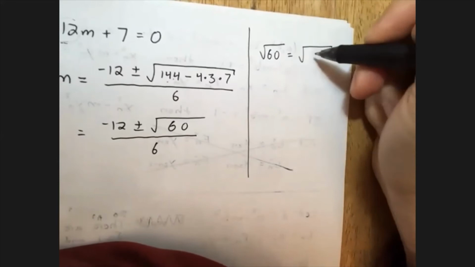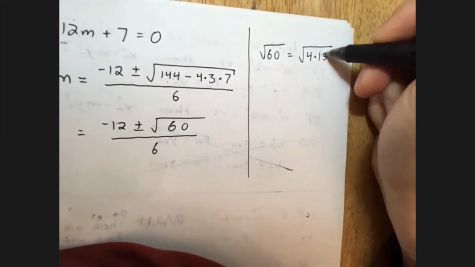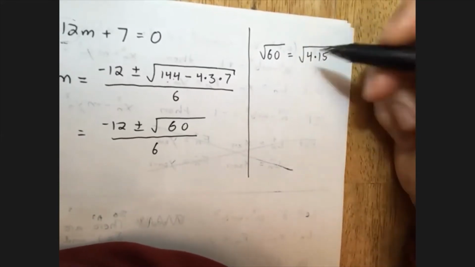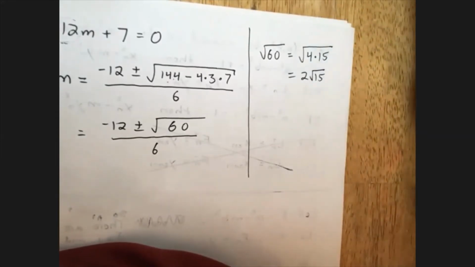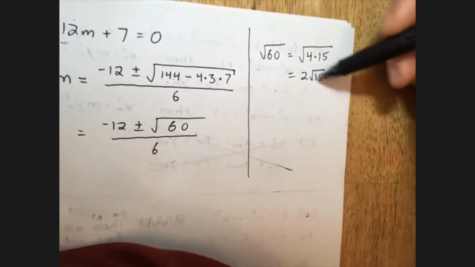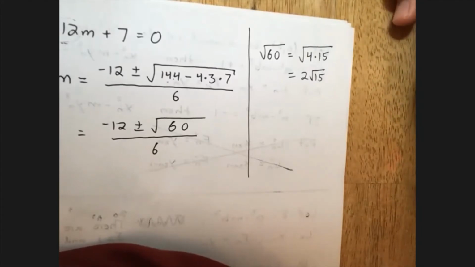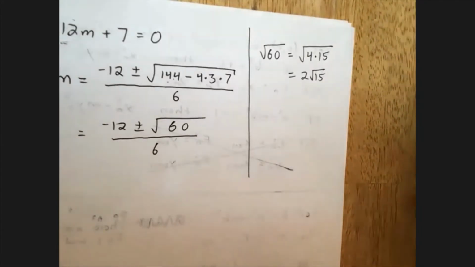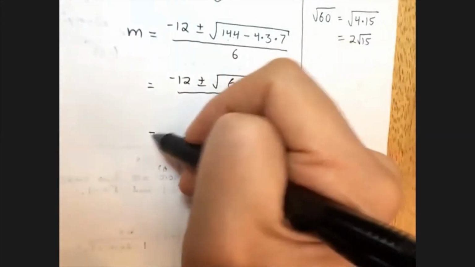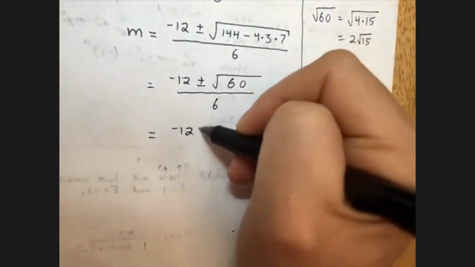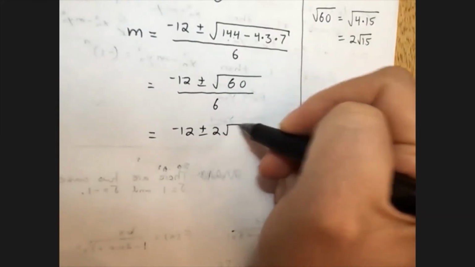So root 60 is root 4 times 15. And I know what the square root of 4 is. It's 2. So that's 2 root 15. And 15 doesn't have any perfect square factors, so that's as good as we can get here. Okay, so that's what we're going to put in there. In place of 60, we're going to write 2 root 15.